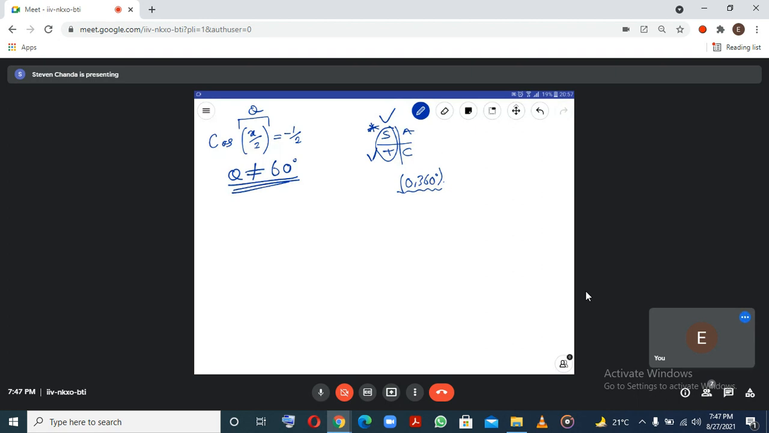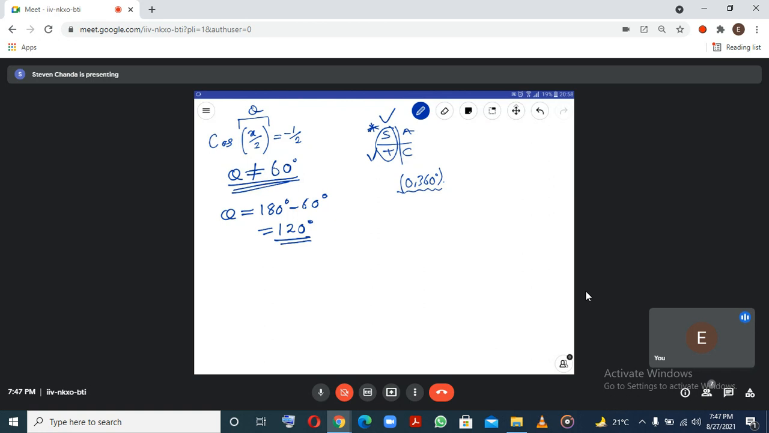We say x is, and of course this is not x. Being more accurate, for now let's just use theta so that we don't mix things up. So we say theta, to find it in the second quadrant, we subtract from 180. So we are going to have cos 120. And if you check on your calculator, cos 120 is negative half. So that's how you come up with it.